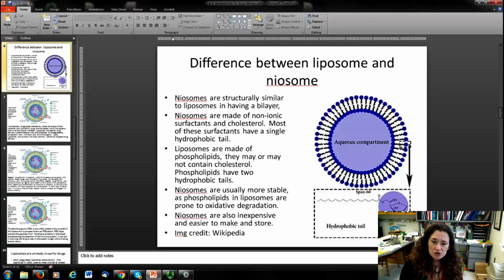The niosomes are usually more stable, as the phospholipids in the liposomes are prone to oxidative degradation, and niosomes are also inexpensive and easier to make and store. However, I'd like to point out that it's the liposomes that are most commonly used in nanoscale drug delivery systems currently. Usually, these other kinds of compounds that are coming up are still being tested. Liposomes have been around for a little bit longer.